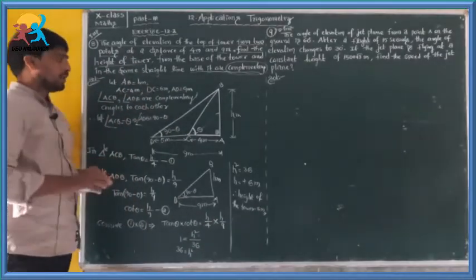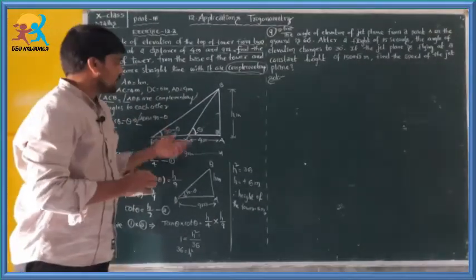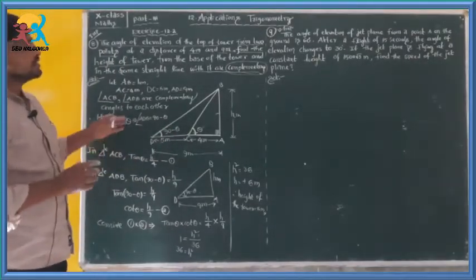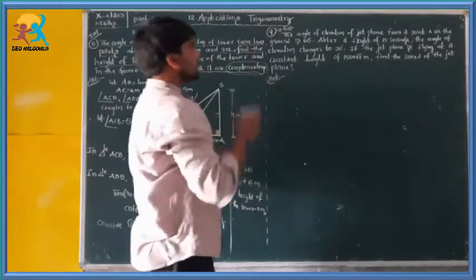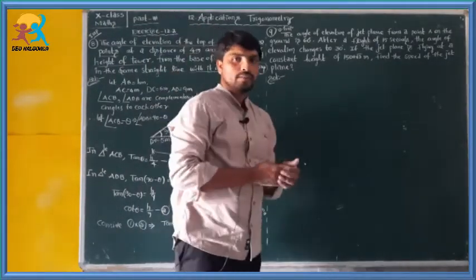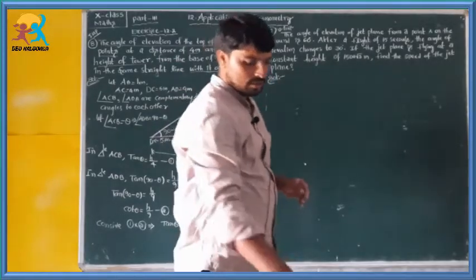So this is an important problem. Why? Because the given angles of elevation are complementary angles. That's why this is important. Next, the flight question, the jet flight question. It's very, very important. Okay, students, listen carefully.